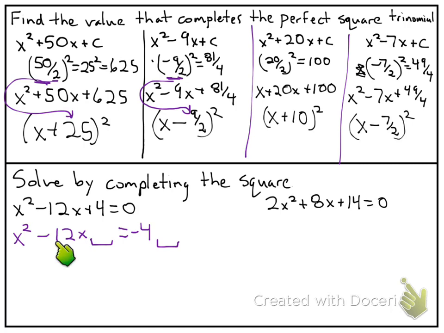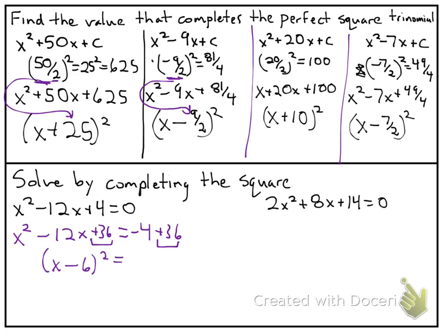I'm going to take half of negative 12. Half of negative 12 is negative 6. I'm going to square it, and that's 36. If I add it to one side, I have to add it to the other side, because that keeps a balanced equation. So the left side, x squared minus 12x plus 36, we picked that value because it becomes x minus 6 squared. Negative 6 times negative 6 is 36, and negative 12 is negative 6 plus negative 6. So that's taken care of.